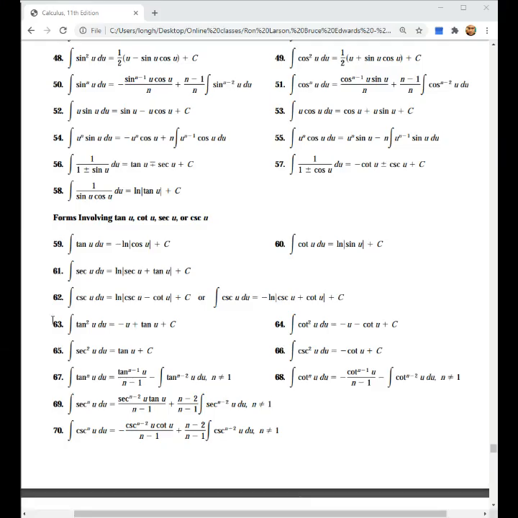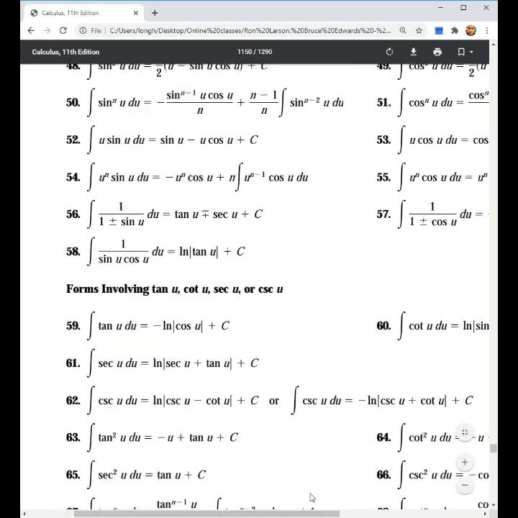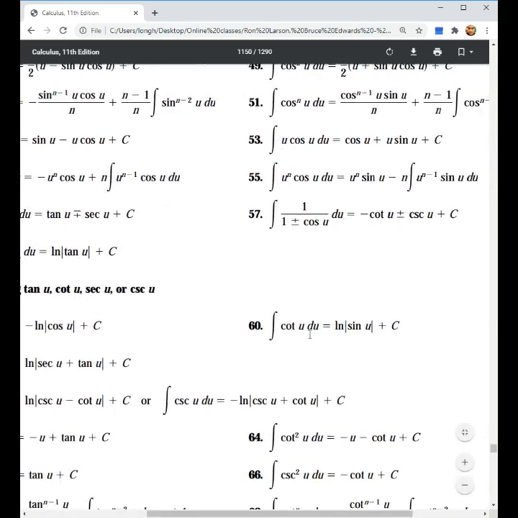So going back to our table, you'll note that that's actually one that just appears as is. Here, the integral of the cotangent of u du is the natural log of the absolute value of the sine of u, which is what you would have gotten if you used your substitution.